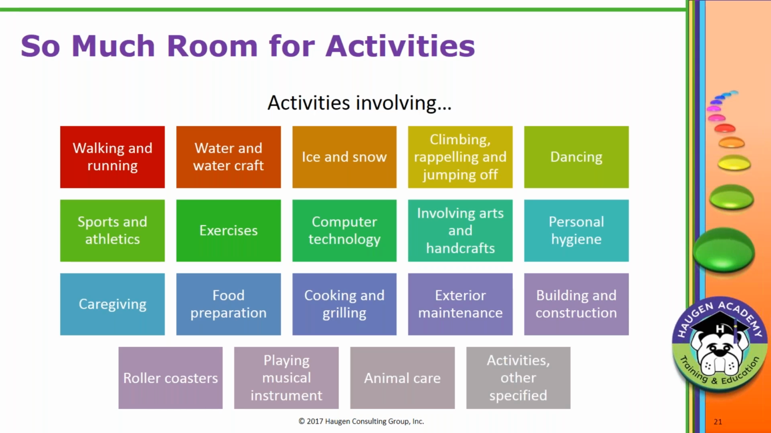Again, because these are only assigned on those initial encounters, you're not going to see those extension codes as well. Some of these activity codes, you can see we have walking and running, water and watercraft, ice and snow, exercising, computer technology, if they got hurt playing a musical instrument, which I'm sure I can somehow manage to do. Personal hygiene. Some of these, you can let your imaginations go, and you can have some fun with some of these if you were making up your own scenarios.